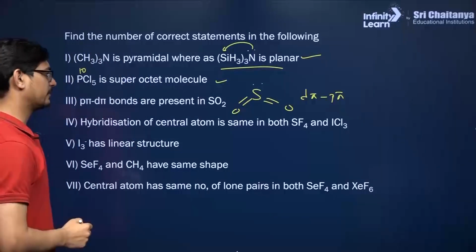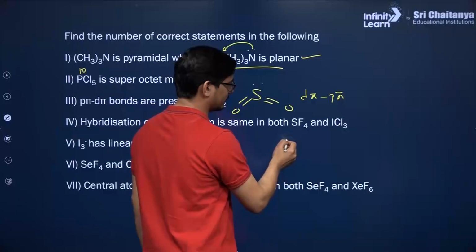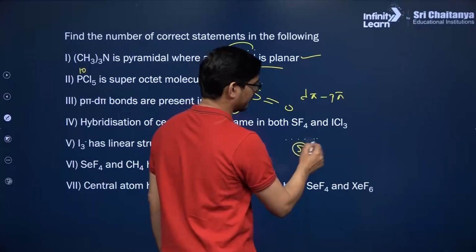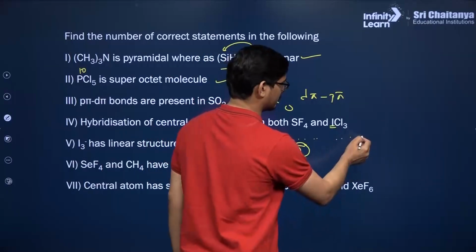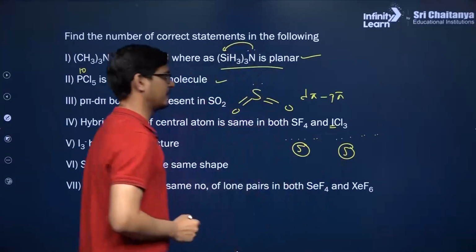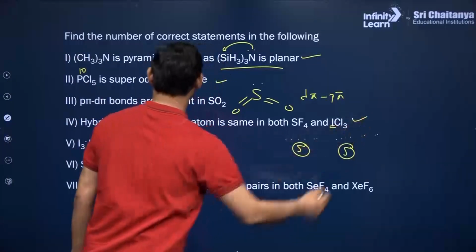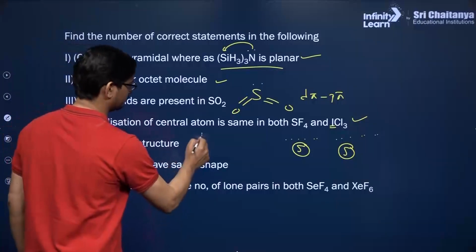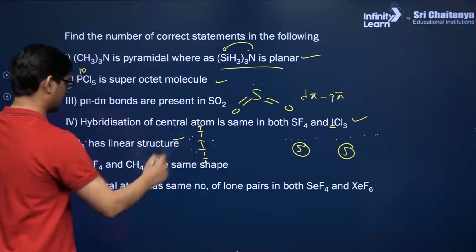Hybridization of central atom is same in both SF4 and ICl3. Just calculate the steric number. Sulfur has 6 electrons, 4 it shares with fluorine, there is 1 lone pair, so steric number is 5. Iodine has 7 valence electrons, 3 it shares with chlorine, 4 electrons are left, so 2 lone pairs. So yes, again steric number is 5. Yes, because the steric number is same 5, so we'll have the same hybridization. So this statement is also correct. I3 minus linear structure, very popular molecule, guys, right? So this is also correct.